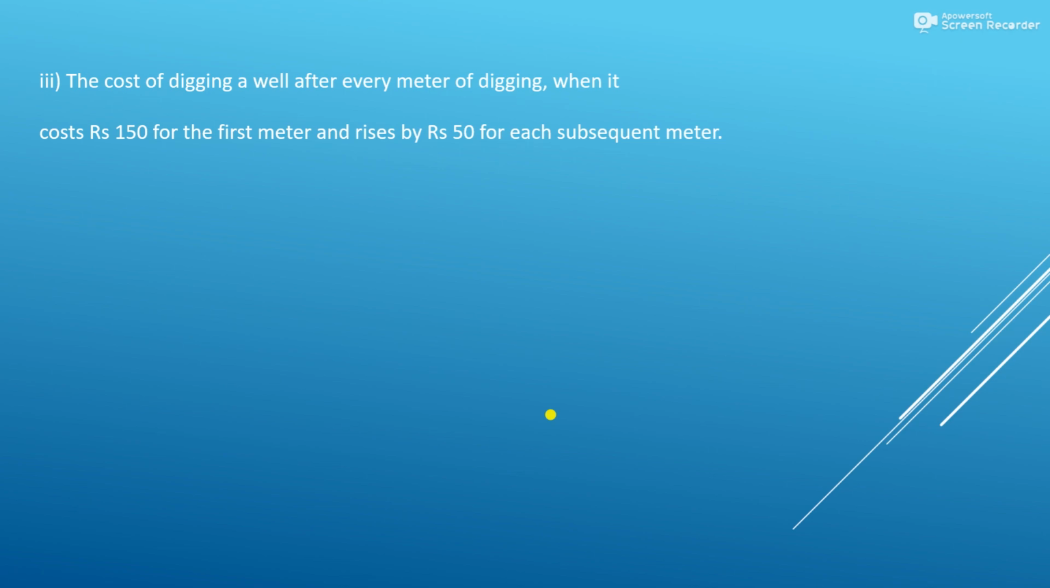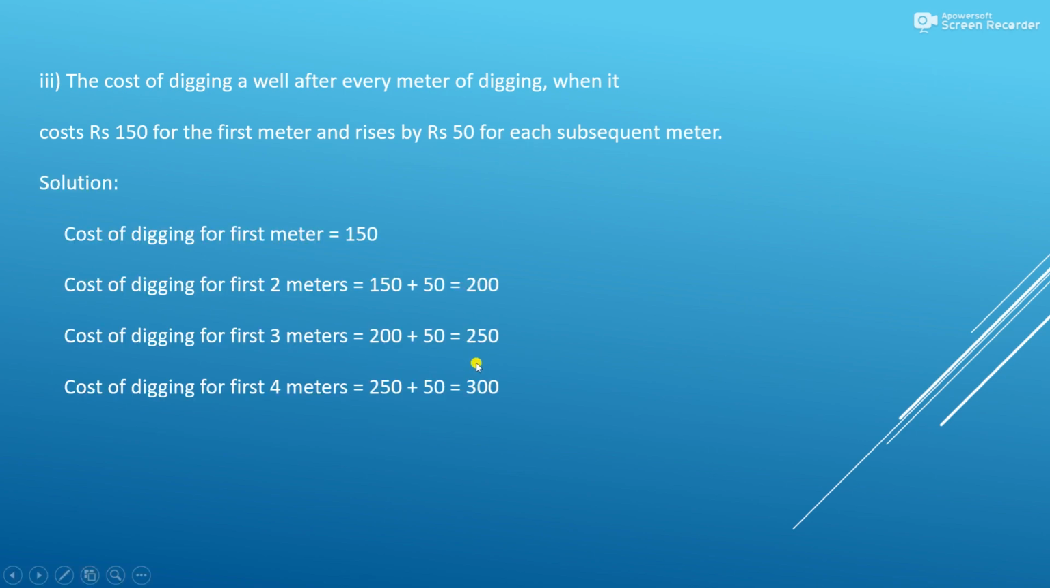The next question is the cost of digging a well after every meter of digging, when it costs rupees 150 for the first meter and rises by rupees 50 for each subsequent meter. Here we are digging a well, and for digging the first meter we are paying rupees 150, and for every other meter we are increasing the amount by rupees 50.